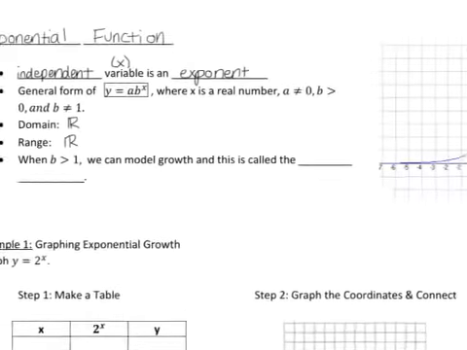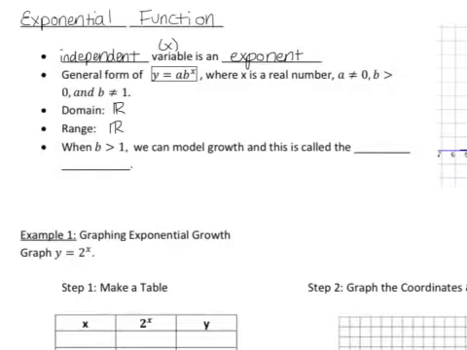All right, so we have two different types of exponential equations. We have the growth and decay. Does that sound familiar? Exponential growth and exponential decay? A little bit. You probably should have done a little bit in Algebra 1. All right, so when B is greater than 1, we model growth, and B is called the growth factor. So B definitely is very important in these. It has a special name. It's the growth factor. So that's when it's greater than 1.